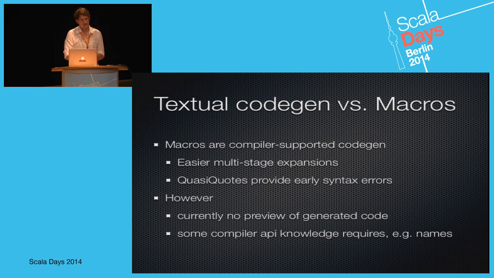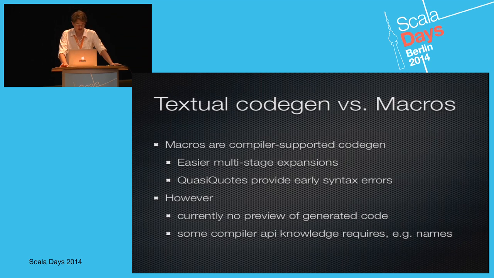What they make significantly easier is if you have multi-stage dependencies. If you have a macro that depends on a macro that depends on a macro that depends on a macro, if you want to do that with textual code generation, you would have like a 4-stage build or something. If it's a macro, it's just resolved automatically by the compiler. And quasi-quotes and macros give you very early syntax checking for the code you generate.